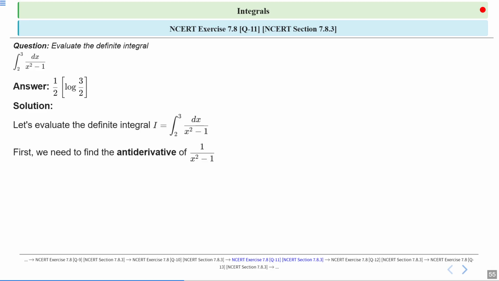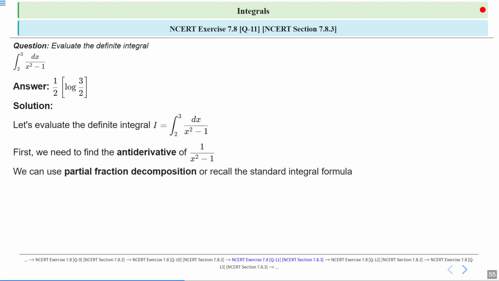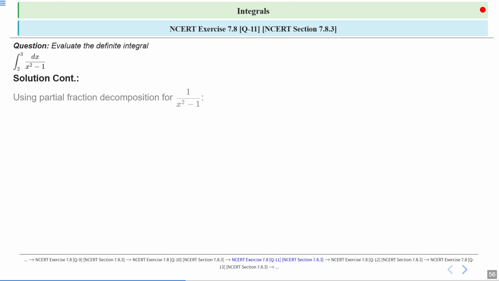So at first we find the value of the antiderivative of 1 by x square minus 1. Now we use partial fractional decomposition, or using the standard integral formula we can find the antiderivative. Using partial fractional decomposition, we can write 1 by x square minus 1 as 1 by x minus 1 into x plus 1. And here both are linear factors. So the form of partial fractional decomposition is a by x minus 1 plus b by x plus 1.